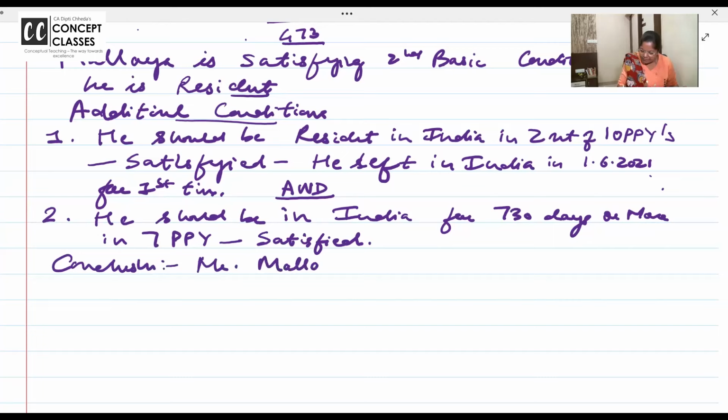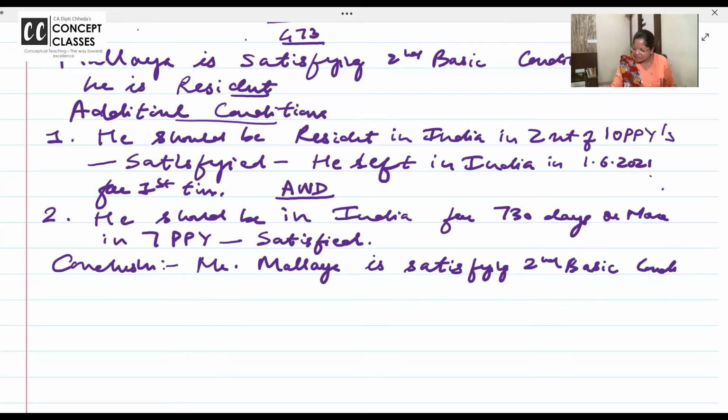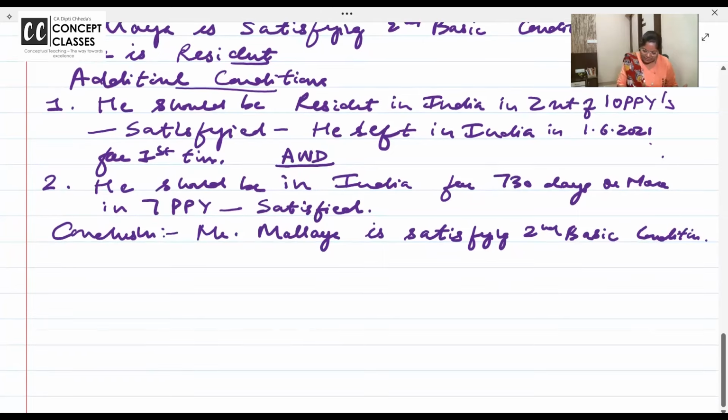Now, conclusion. Mr. Malaya is satisfying the second basic condition, and Mr. Malaya is satisfying the second basic condition and both additional conditions.